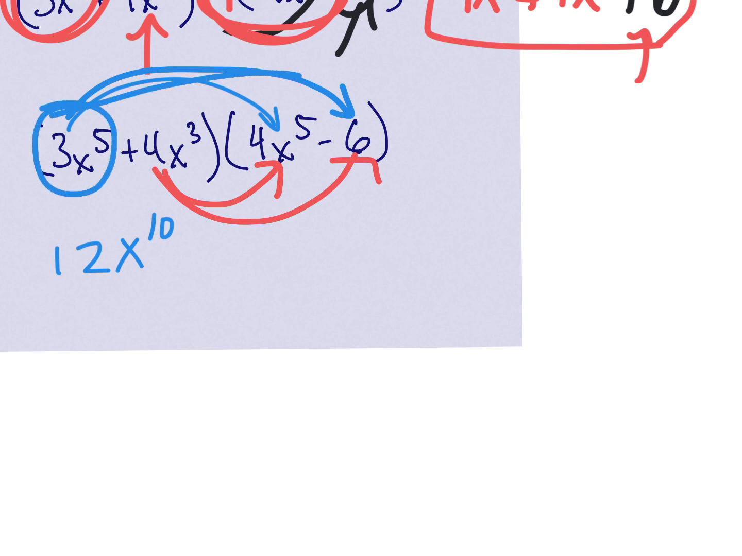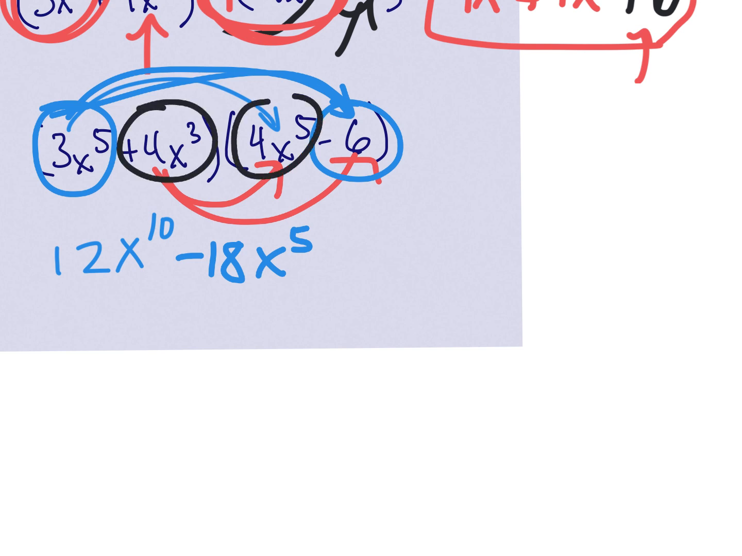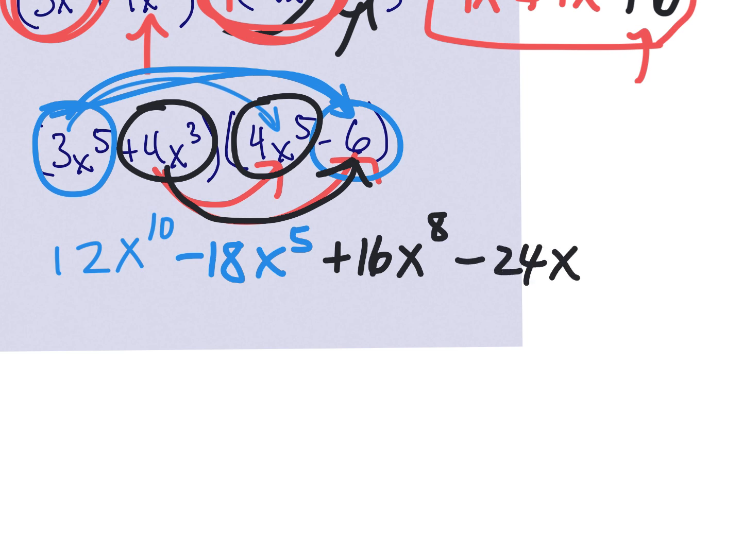3x to the 5th times this negative 6 makes negative 18x to the 5th. Then this 4x to the 3rd times this 4x to the 5th makes 16, and it's a positive because they're both positives. 16x to the, when you're multiplying, you add the powers. X to the 8th. And last but not least, this times this. So the 4x to the 3rd times negative 6 is negative 24x to the 3rd. There weren't any like terms.